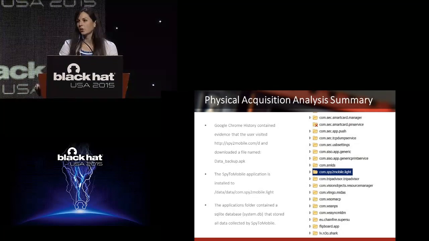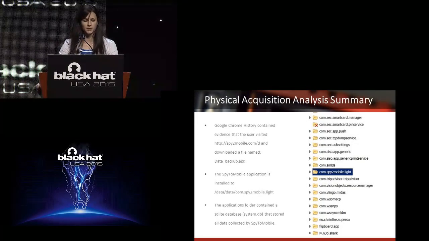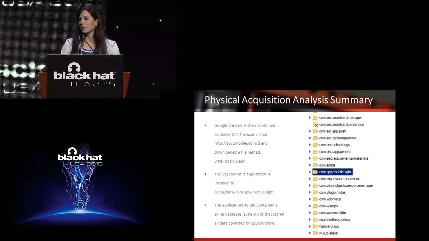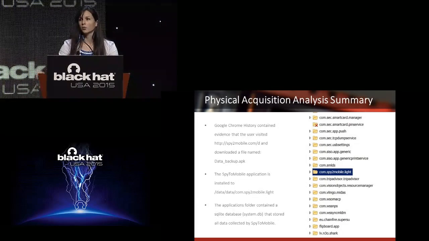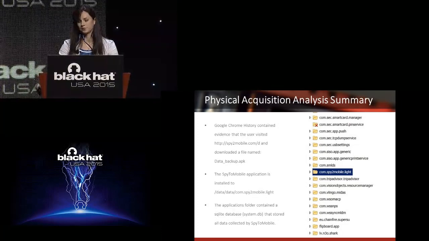So we took a physical rip of the phone using Cellebrite's UFED for PC, and then analyzed the rip using Cellebrite's Physical Analyzer. And we can see the Google Chrome history where the attacker went to Spy2 Mobile's website and downloaded the data_backup.apk file. And we can see where Spy2 Mobile is installed in the root directory. And if you drill down into Spy2 Mobile's folder structure, there is a SQLite database called system.db, and that is where all the data collected by Spy2 Mobile is stored.